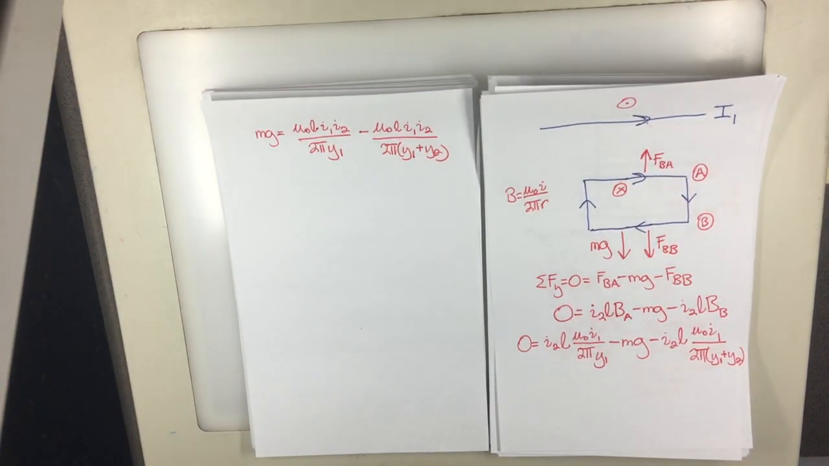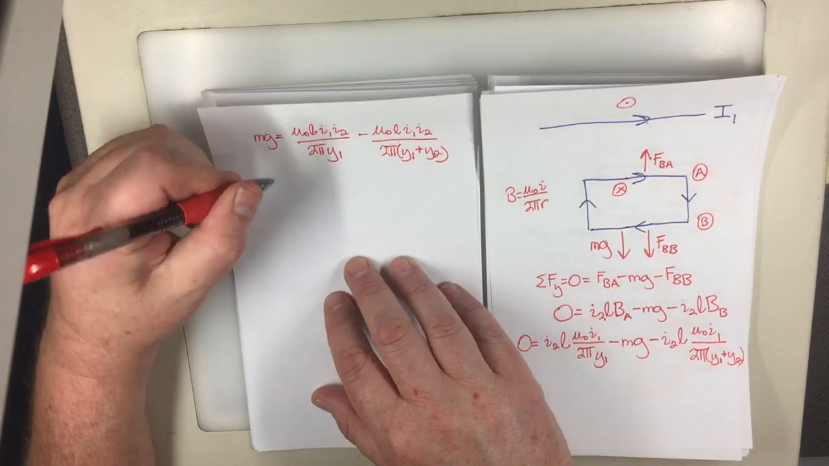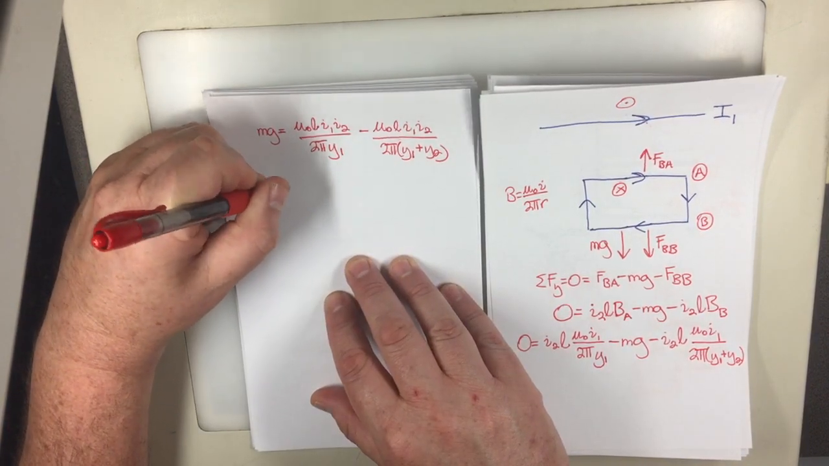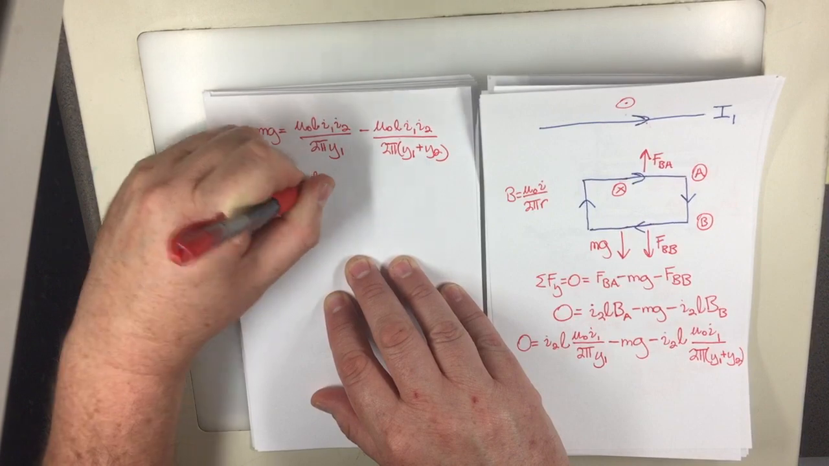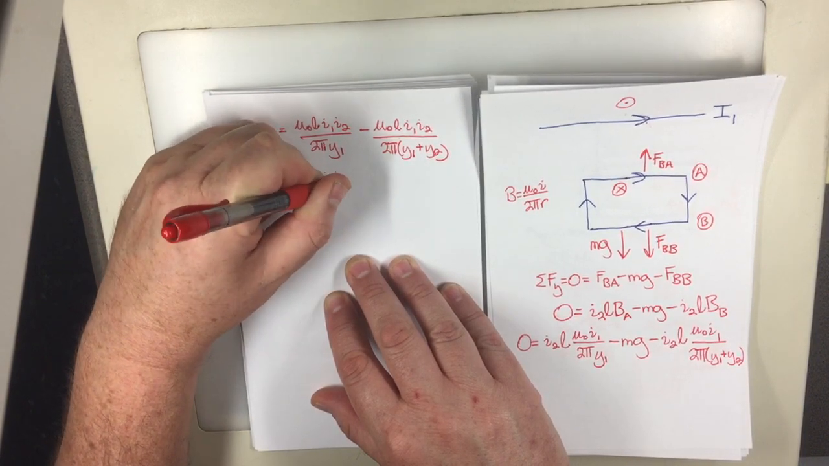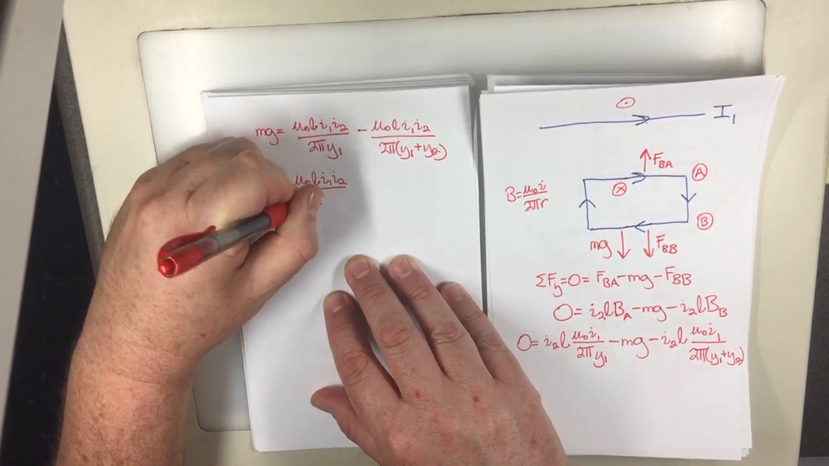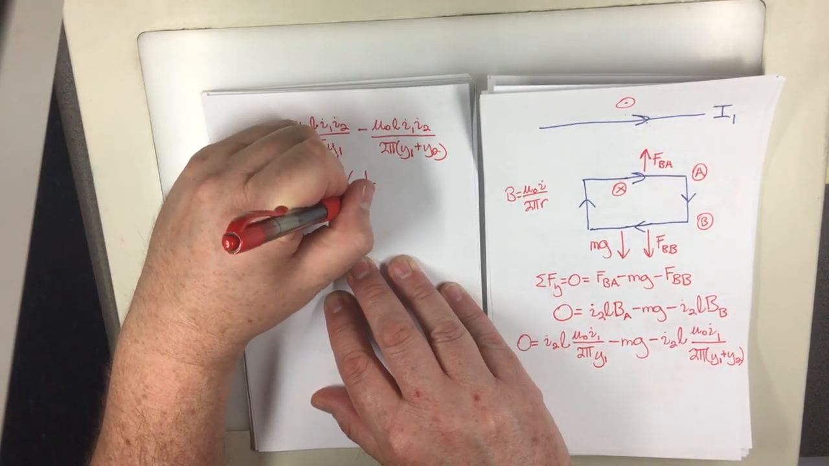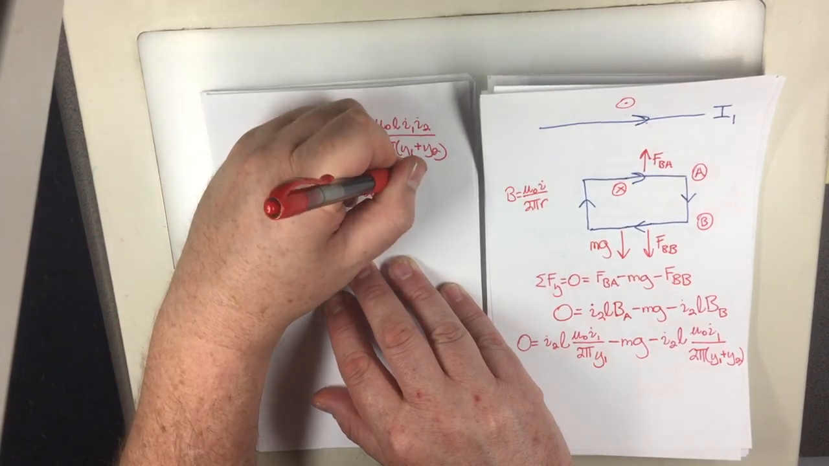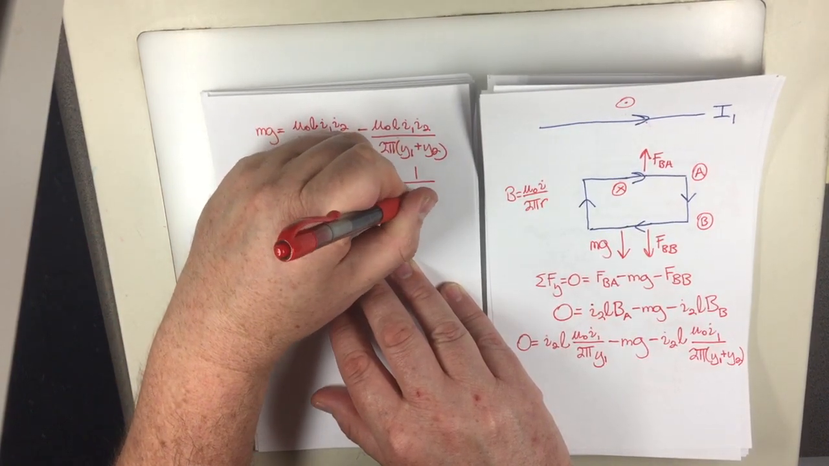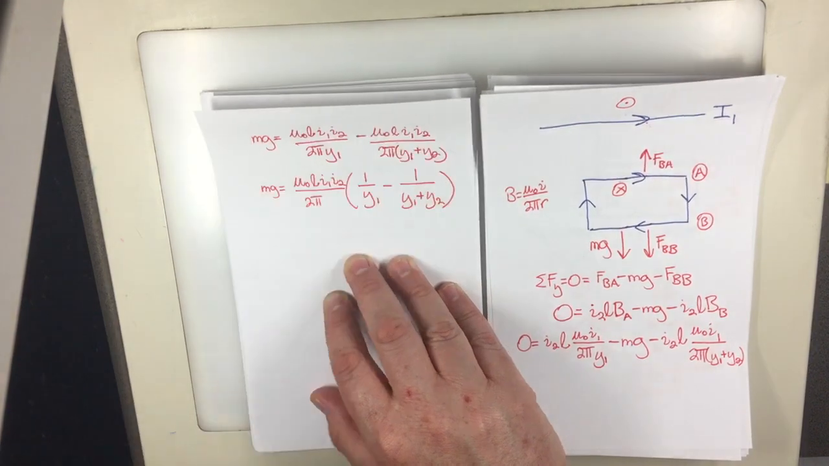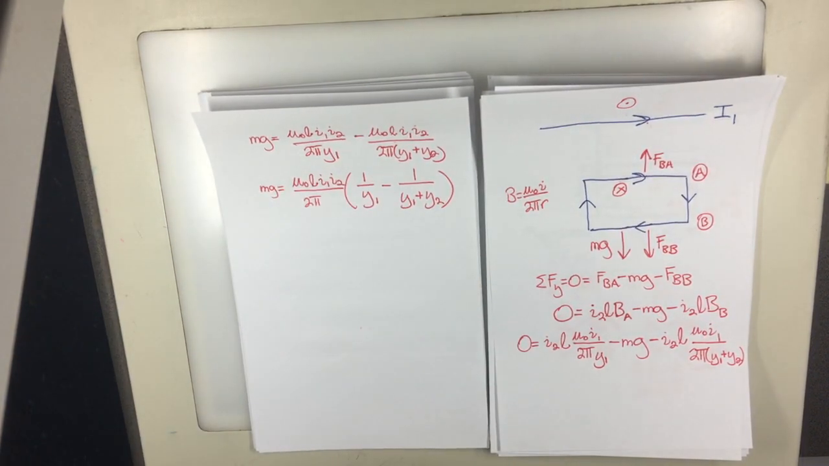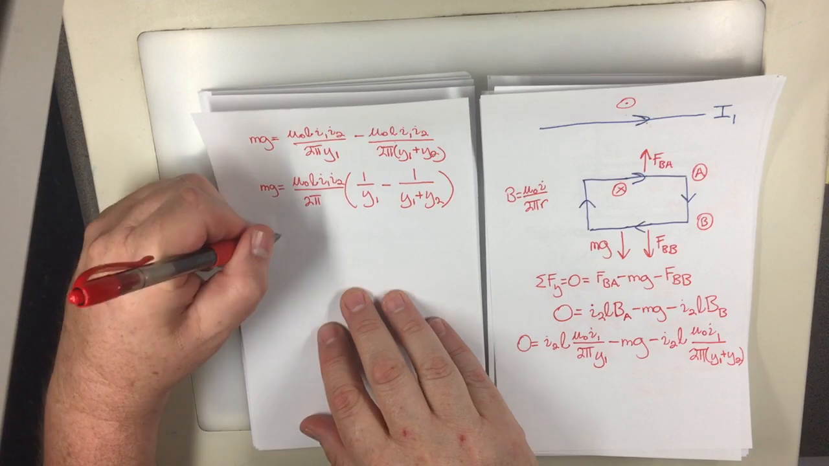The whole goal is to get I1. So now it's starting to look a little bit better. Factor a ton of stuff out of the right side: a mu naught, an L, an I1, and an I2 all over 2 pi. That leaves me with 1 over y1 minus 1 over y1 plus y2. And I get this. Now I can solve for I1.